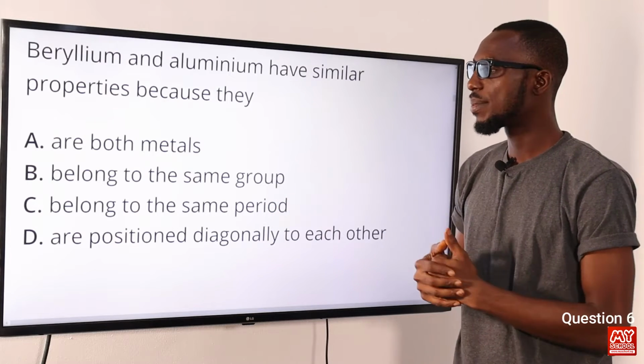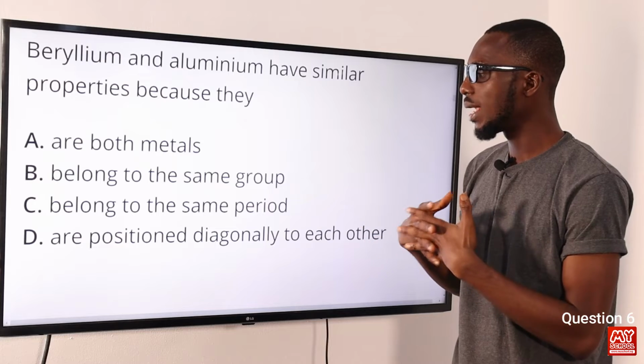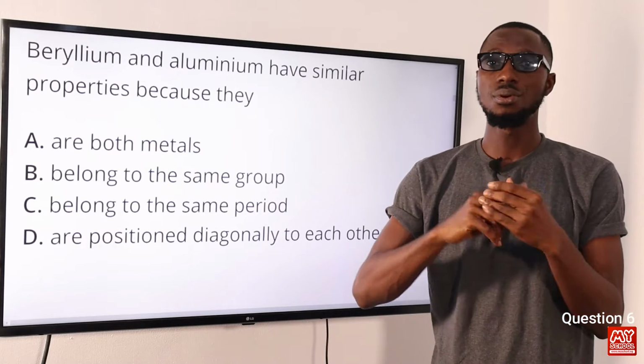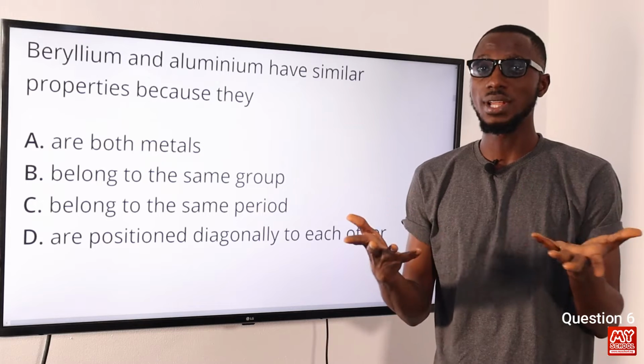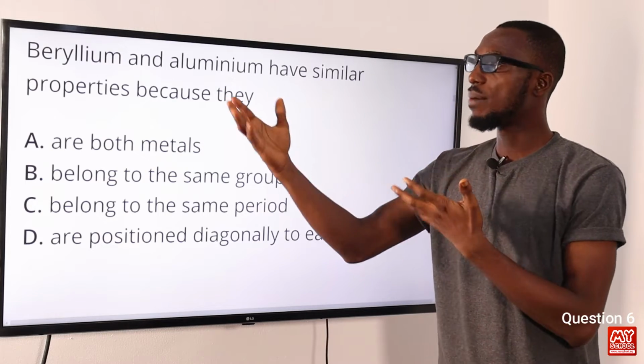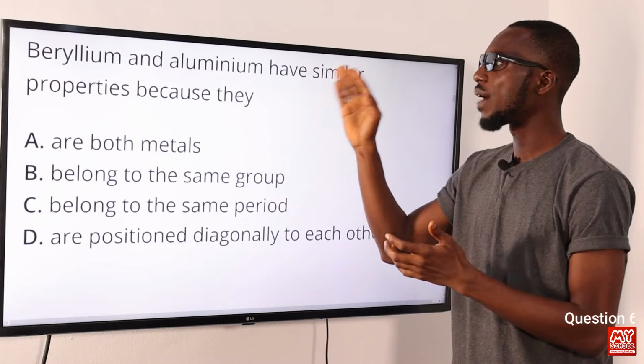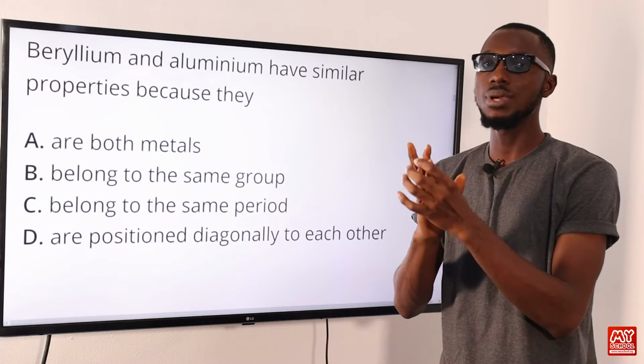Statement B is out. Let's examine statement C: belong to the same period. That is also incorrect. Beryllium has 2 shells, and period determines the number of shells. At least you can use that presentation. So beryllium has 2 shells, 2 innermost and 2 outermost. While aluminium has 3 shells: 2, 8, 3.